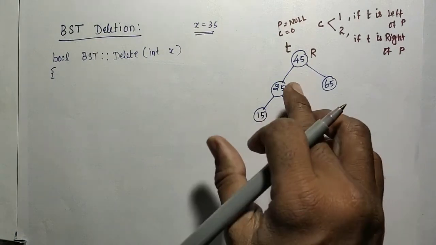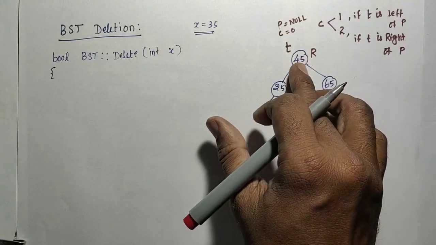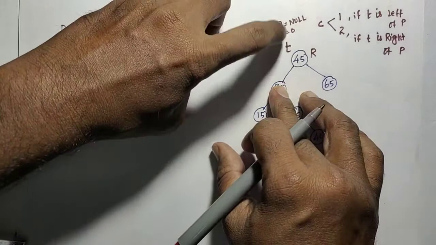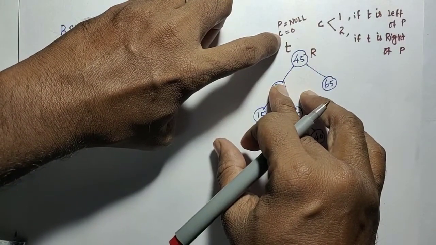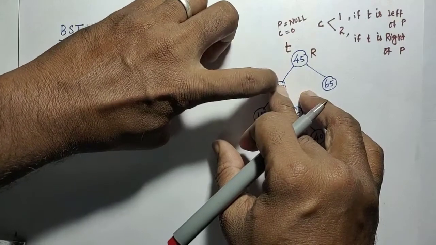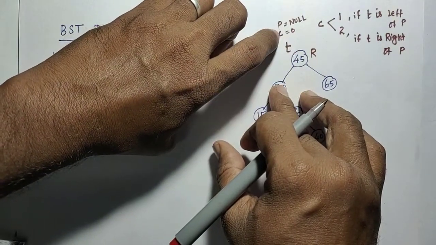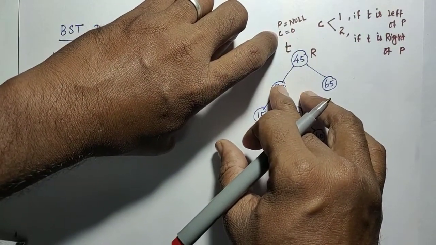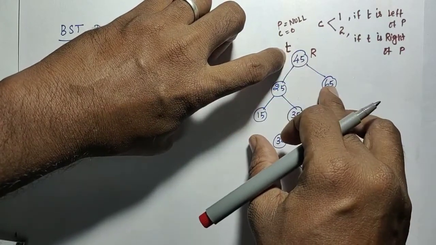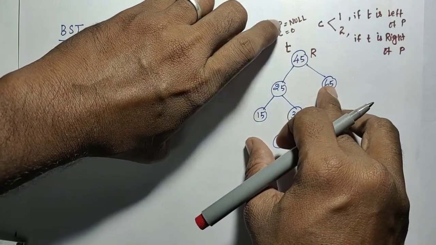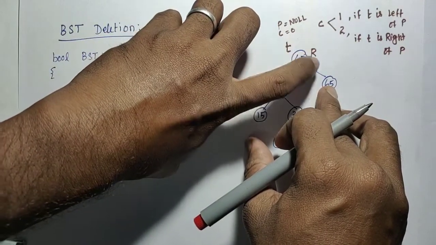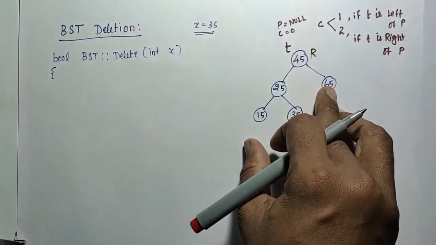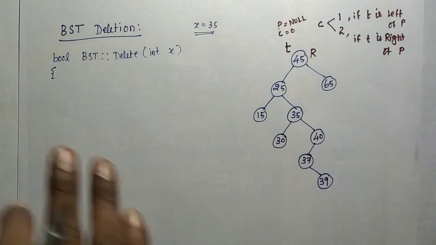It means that when we are moving t to the left side, by that time p will be moved, and c will be updated since t is left of the p, so c will be updated with 1. Suppose we are moving t to the right side, it means that t is right of this p, so by that time c will be 2.